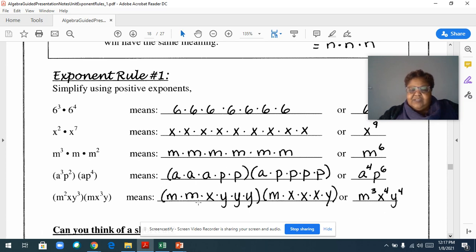Let's add them up. 1, 2, 3 m's, so that's m to the third power. 1, 2, 3, 4 x's, so that's x to the fourth power. 1, 2, 3, 4, so that's y to the fourth power.